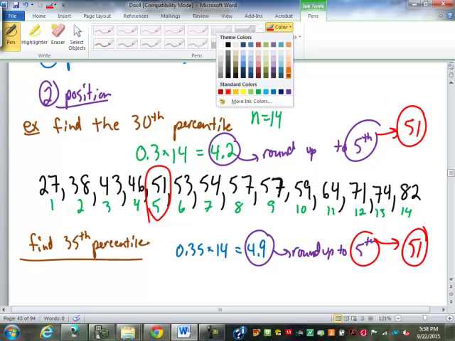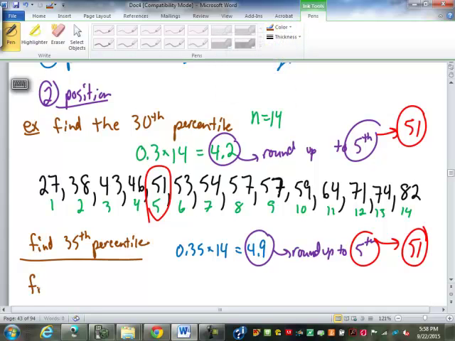But anyway, let's keep trying. Let's find the 85th percentile. Now, if you guys try to find that before I do, wait a couple minutes for you.